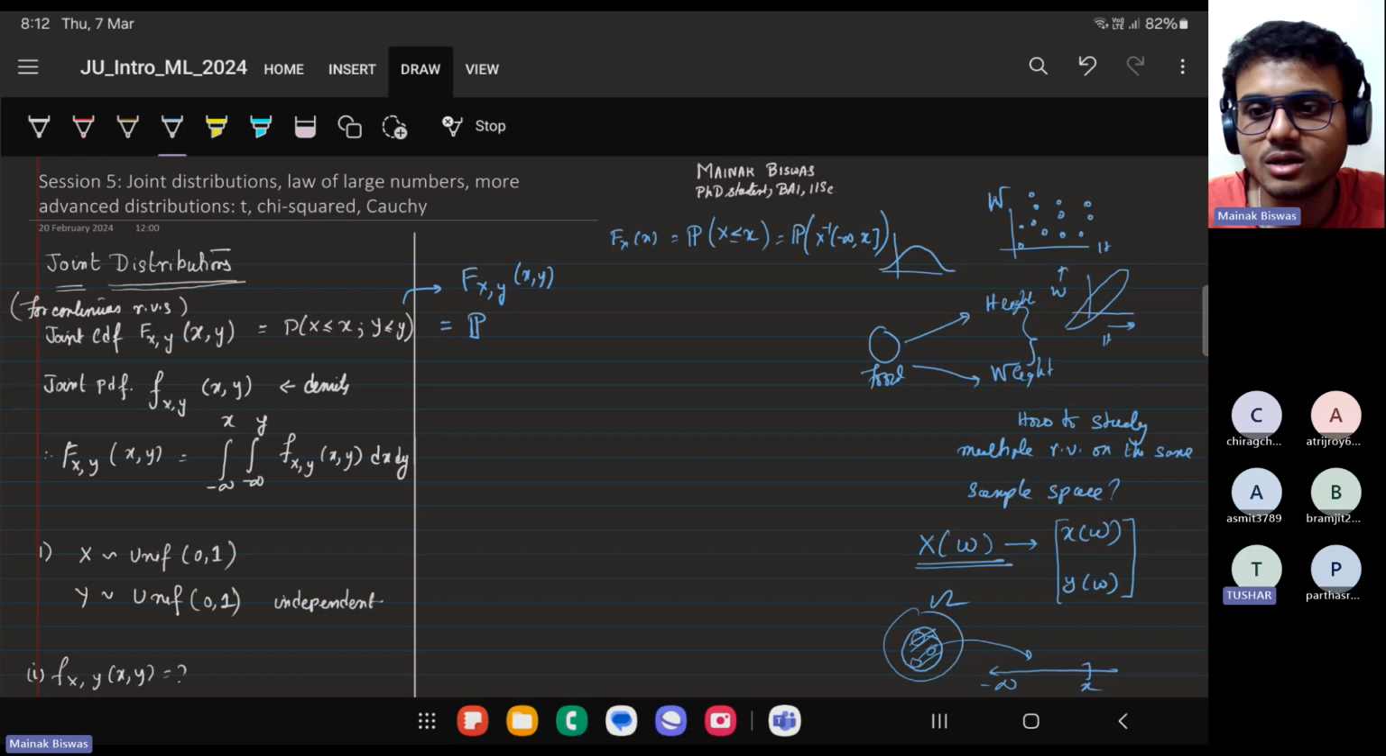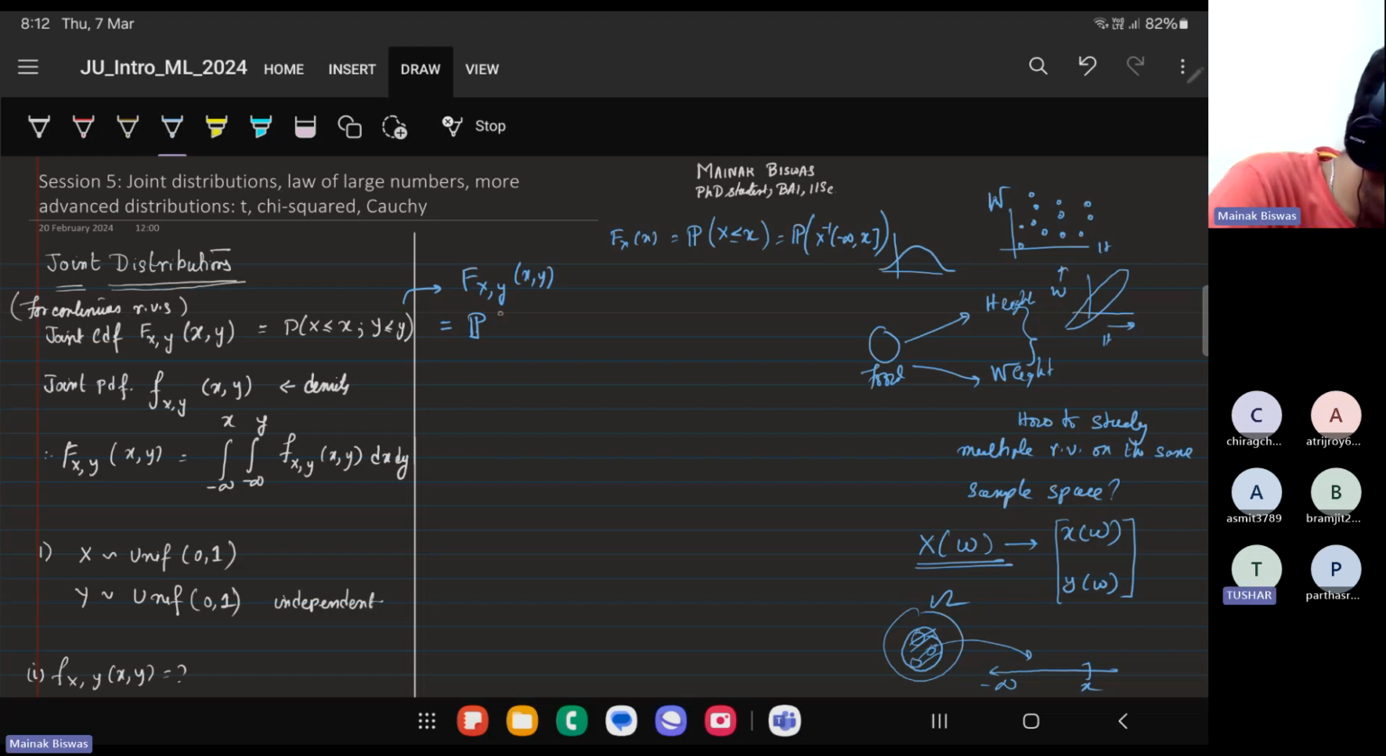Very good. But then union will not work. Can you tell me why? Because union would mean that only one of those events has to occur, but you want both of the events to occur in some way.